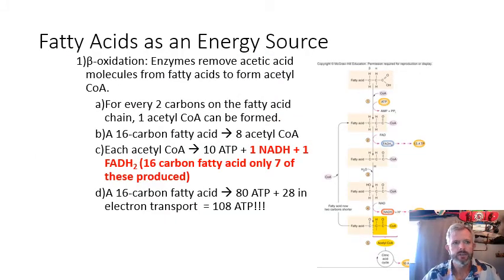Alright, so here we go. Let's get rid of some of that extra fat we're carrying around. To do that, we have to break down our fatty acids and use them as an energy source. How we do this is called beta oxidation.